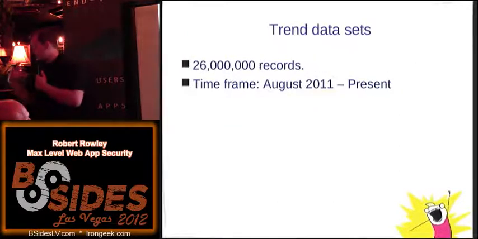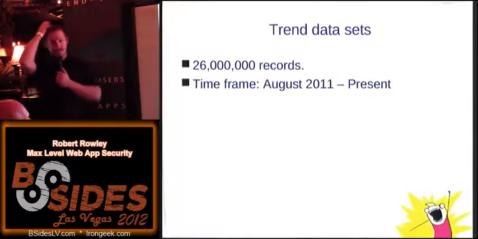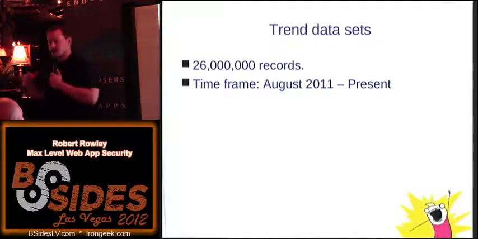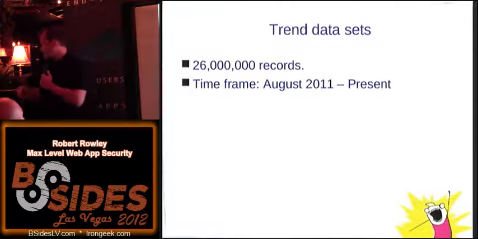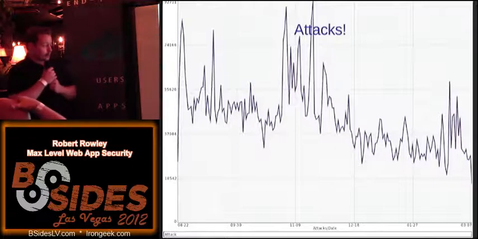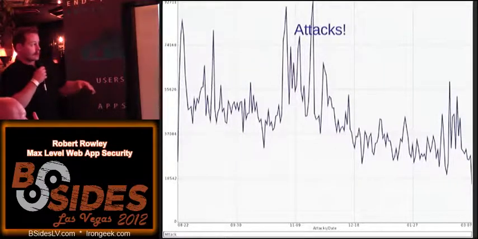So the data set is actually 26 million records. It's generating about 3 to 5 million per month. This is about a year worth of data. And let's just get into this graph. So I have to explain. Graphs kind of suck. I'm sorry.